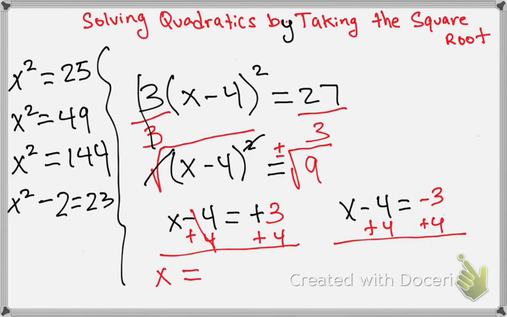So we got x is equal to 7 here, because 3 plus 4 is 7. The 4's cancel out. And then we have our 4's canceling out again. x is equal to negative 1. Whoop. Negative 3 plus 4. Oh, that's positive 1, sorry. Definitely off my A game right now. Yep, positive 1.